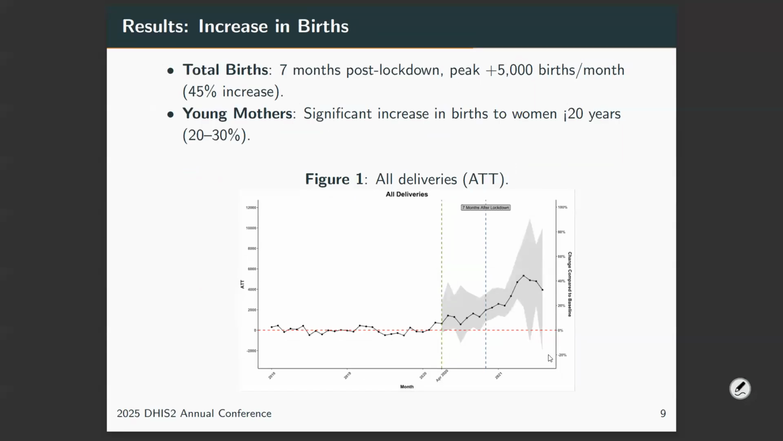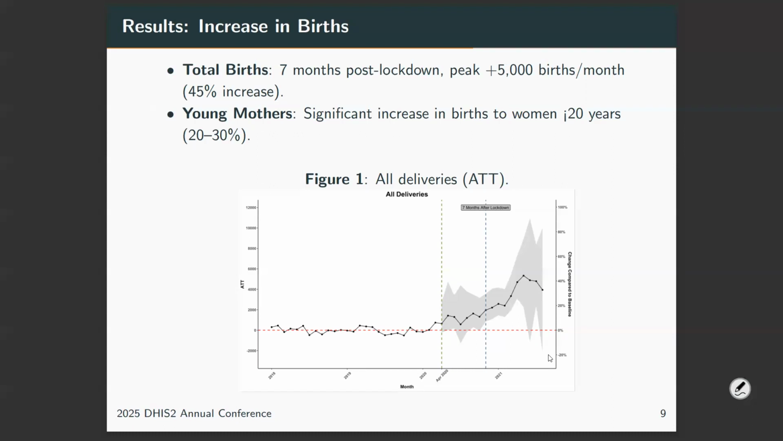So what do we find? Again, this is where I have lots of typos, ignore those. But basically, you can see this is the period in which there was the lockdown, and this is about 7 months afterwards. We put 7 months there because that's where we would expect to start to see it. And as you can see, there is this major increase in births that peaks around 9 months later. It represents about 5,000 additional births a month, which is about a 45% increase in births.